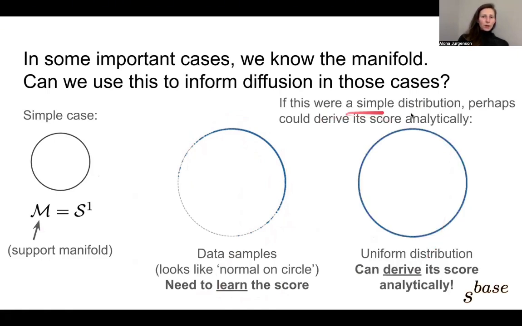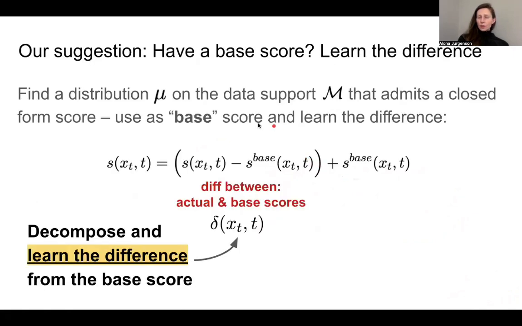So if this were actually a simple distribution, maybe we could actually derive this score analytically. Specifically, if this was a uniform distribution looking like this, then we can actually derive the score analytically. So let's call this the base score and denote it by S base. So the question is, how is this actually useful? Because what we wanted was this distribution, not the uniform distribution. So here is our suggestion.